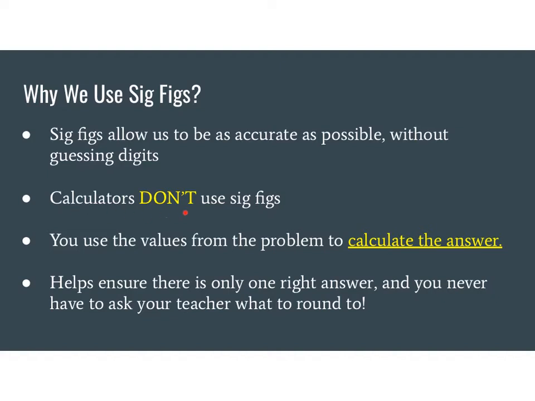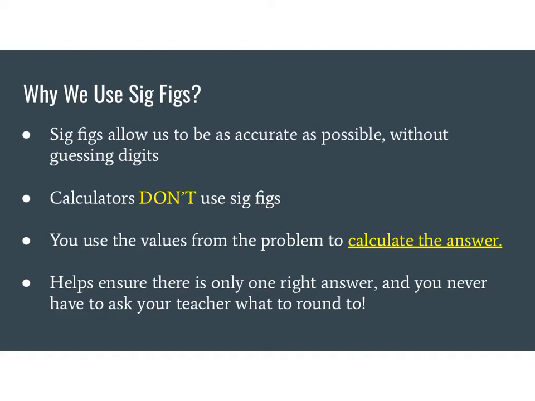One big thing that you need to know and understand is that calculators do not use Sig Figs. A calculator answer and a Sig Fig answer are two very different things. Calculator answers are usually much, much longer and have lots more decimal places. So we're going to use the values from the original problem to calculate an answer, and then figure out what the proper Sig Fig answer is going to be. This also ensures that there's only one right answer to anything, and you never have to ask your teacher what to round to.